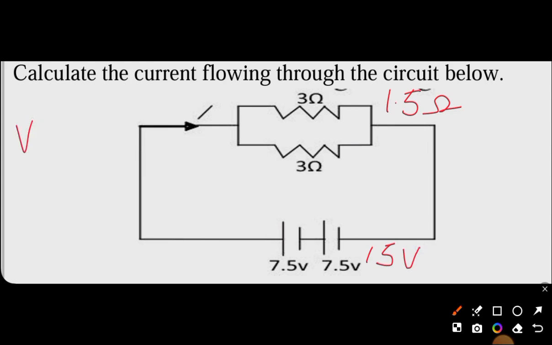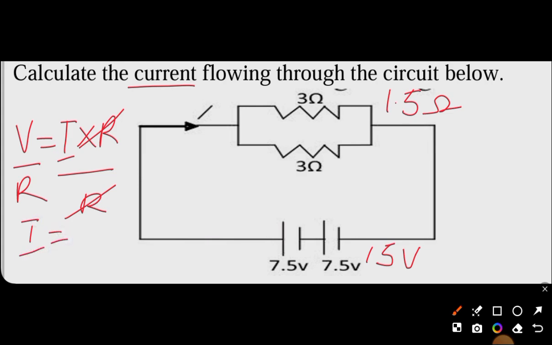Then we move on. Potential difference equals current times resistance. We are finding our current, so we divide both sides by R in order to make current the subject. So R cancels R. I equals V, which is the 15 volts, divided by 1.5 ohms. When we do our division, we are going to have 10 amperes. So that's the current, 10 amperes.